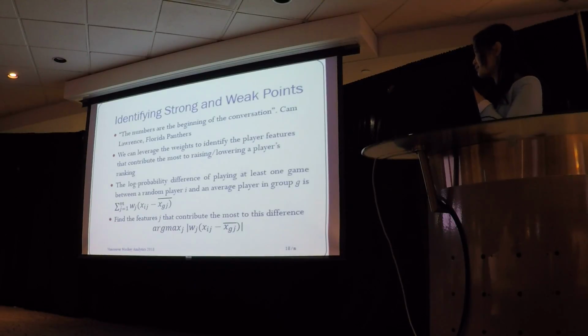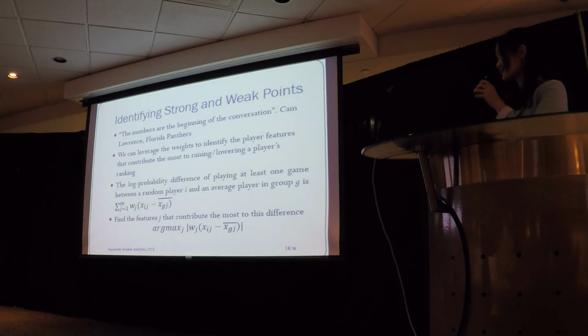The log difference of playing at least one game between a random player and an average player in Group j can be calculated by this formula, where Wj is the weight learned by the model tree in this group, Xij is the value of a player feature in this group, while X-bar j is the average feature value in Group j. To find the strongest points and weakest points of a player, we only need to find a j that maximizes this formula.